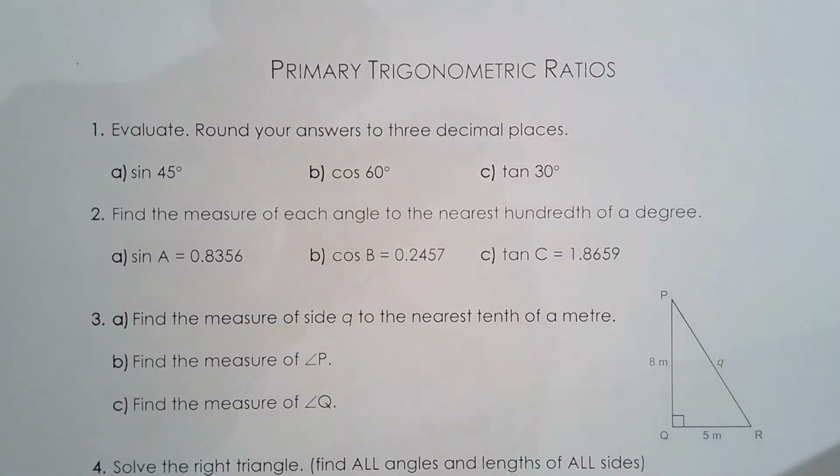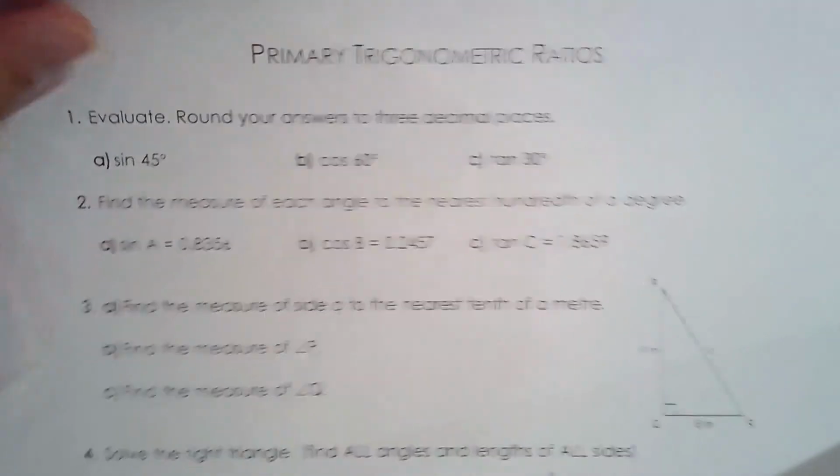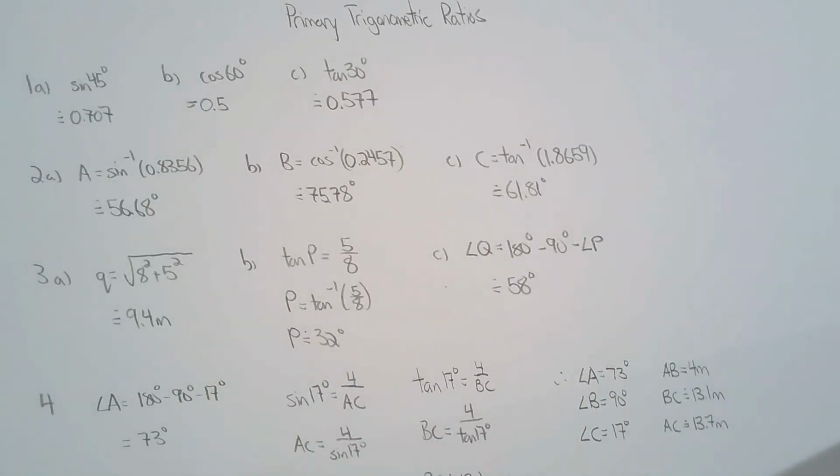In this video, we'll take up the homework sheet on primary trigonometric ratios. So the first question is pretty straightforward. They give you the angle and they just ask you for the corresponding ratio, whether it's sine, cosine, or tan. Just punch it in the calculator.